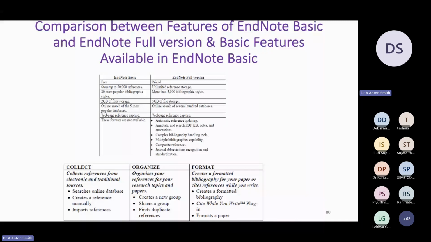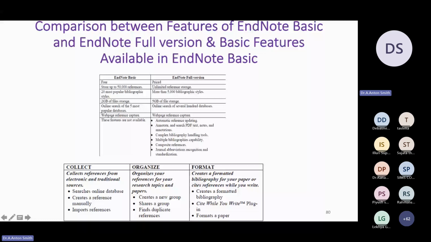Once you complete the work and the area is over, you can quit everything, refresh the remote, and freshly add everything to the library again. In the paid system, 5 GB file storage is available, and the remaining things are almost similar. Additional properties are available: automatic reference updating, automatic PDF search, complex bibliography handling methods, composite references, and abbreviation recognition and standardization.